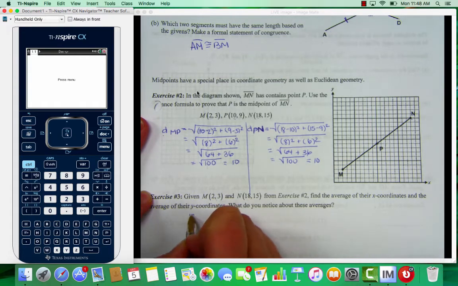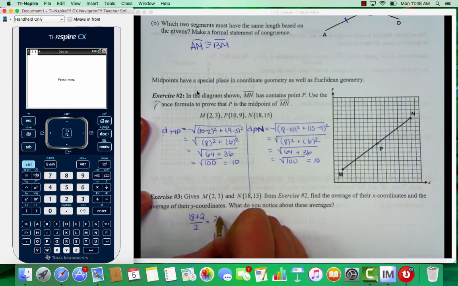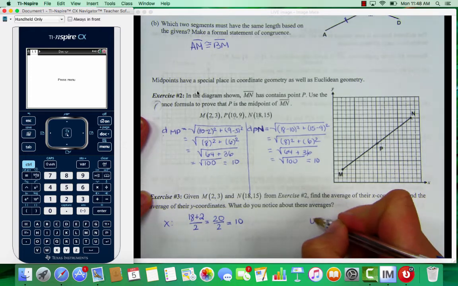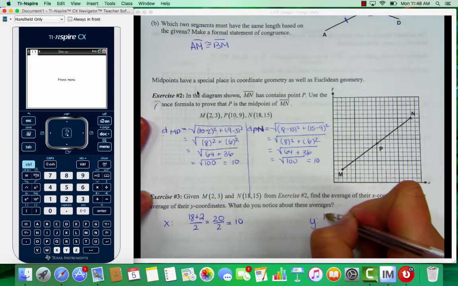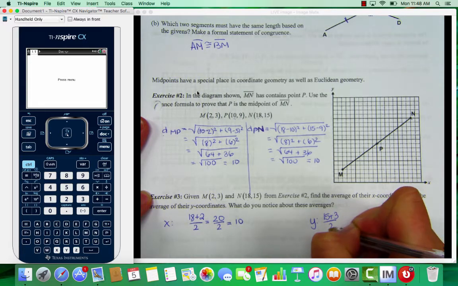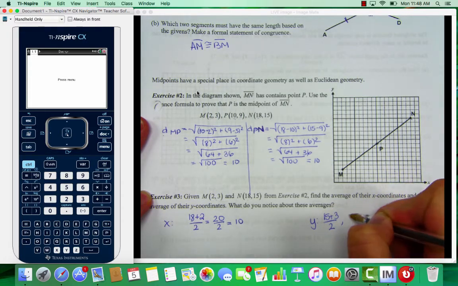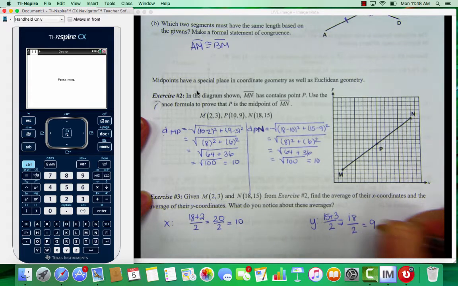So what I'm going to do here is I'm going to average my x coordinates. So I'll do 18 plus 2 and divide by 2. And so 18 plus 2 is 20. And then 20 divided by 2 is going to give me 10. So those are my x coordinates. And for my y coordinates, I'm going to do the same thing. So I'm going to add 15 plus 3, divide by 2, and 15 plus 3 is 18, and divided by 2 is going to give me 9.